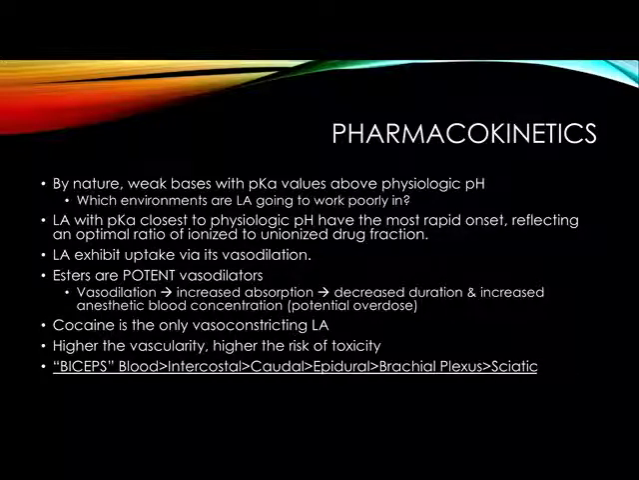As I mentioned, uptake depends a lot on the vascularity. With that being said, the higher the vascularity of an area, the higher the risk of toxicity. So a fun little acronym I found to help you remember the order of vascularity is BICEPS. The blood is obviously the most vascular area where you can put local anesthetics, so that is obviously the first one, followed by intercostal, then by caudal. The E then stands for epidural, the P for brachial plexus, and the S for sciatic, and you have BICEPS.